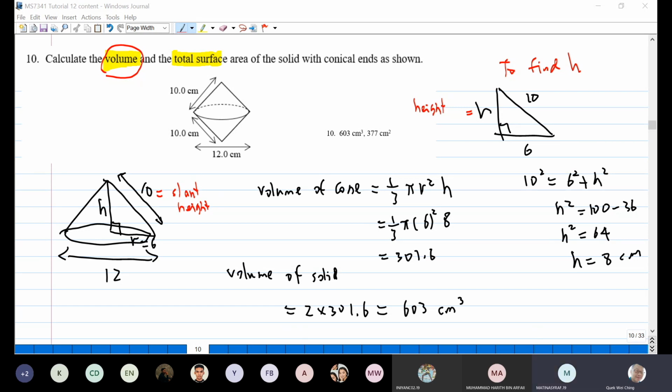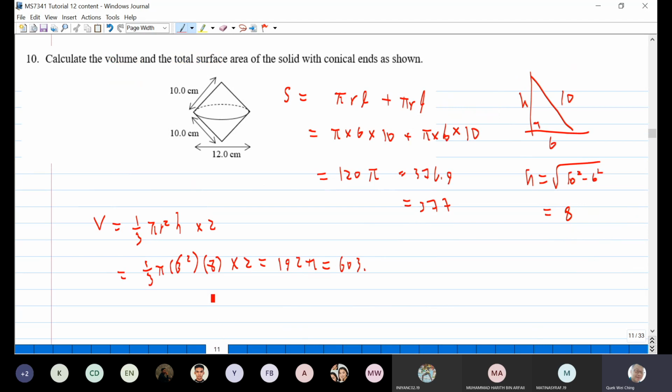Okay, then I want to find part 2 now. Part 2, find the total surface area. This is something new again. Total surface area. How to find surface? There are two surface areas there. In this case, what you need to find is the surface on the curved surface only.